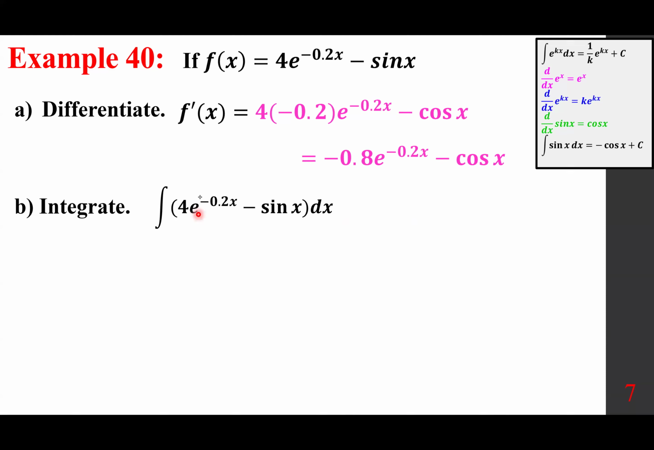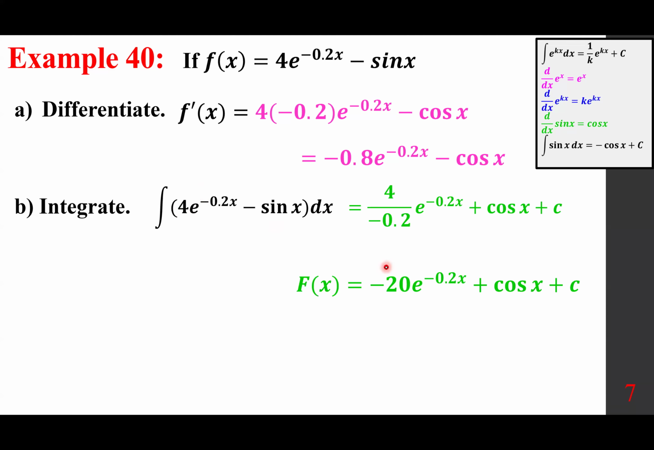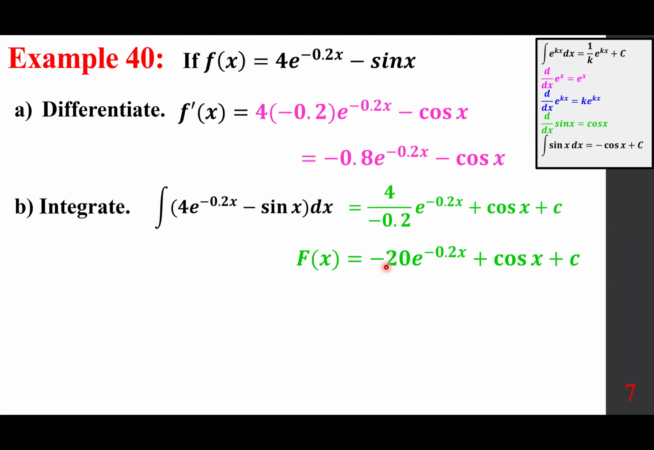So in this case, again, differentiation and integration give you the same answer. Differentiation, you multiply by negative 0.2. This one you divide. If you have the integral of e to the power of kx, you divide by k. That means the same answer divided by negative 0.2. Minus sign gives you positive cosine and a constant. And division gives you negative 20 divided by minus 0.2, e to the power of negative 0.2x, plus cosine x plus a constant.